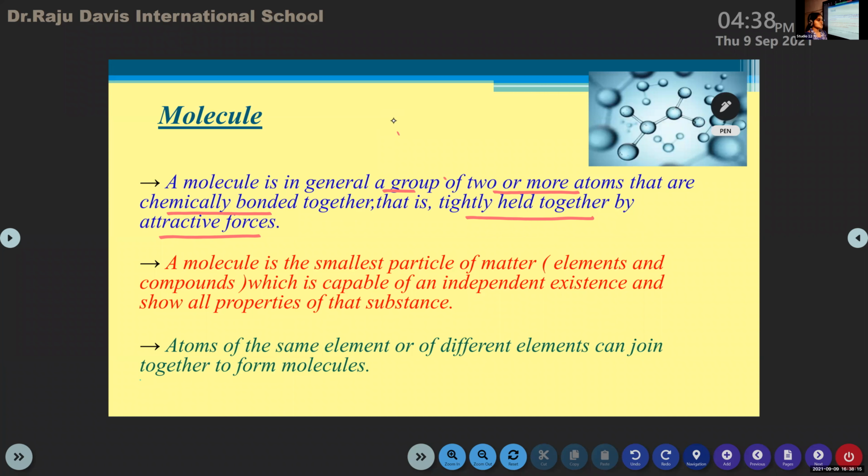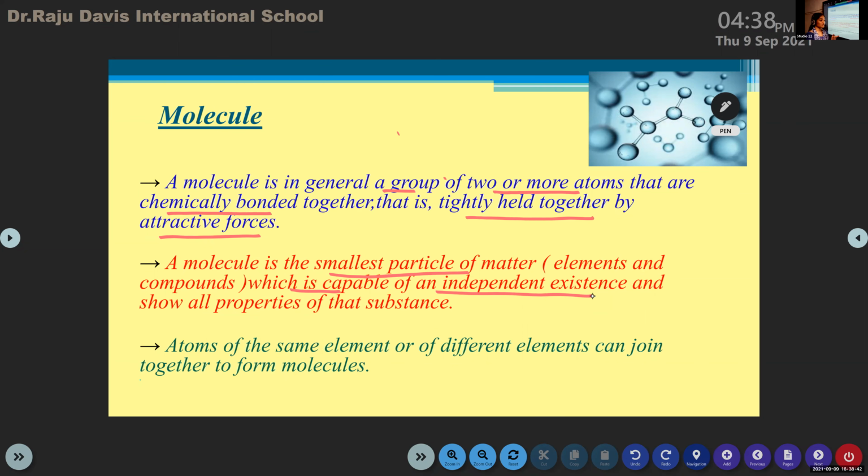Then we have learned that atom is considered as the smallest particle of matter, right? Then you look at the second point. A molecule is the smallest particle of matter which is capable of an independent existence. Here atom is not the smallest particle. Molecule is the smallest particle of matter which is capable of an independent existence.